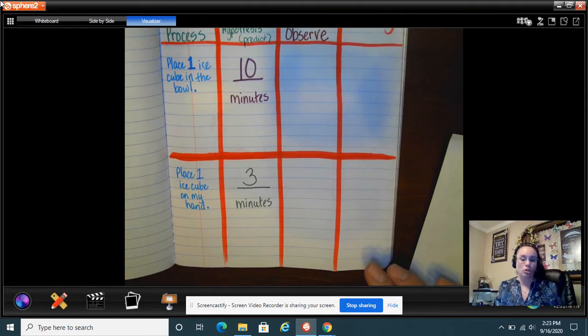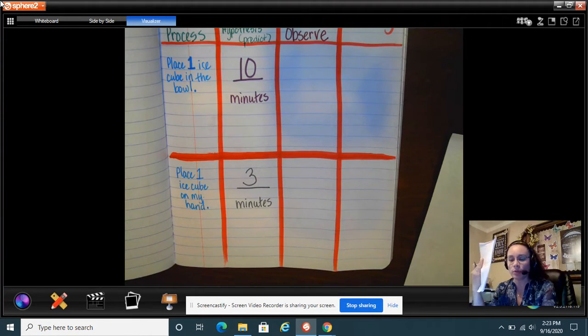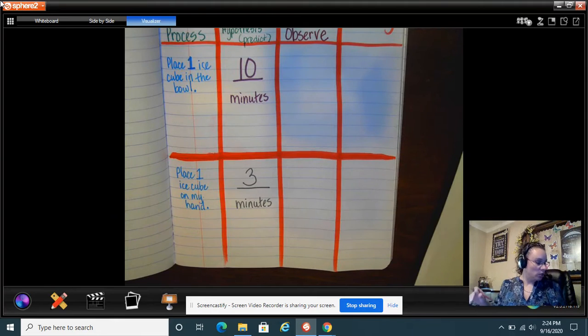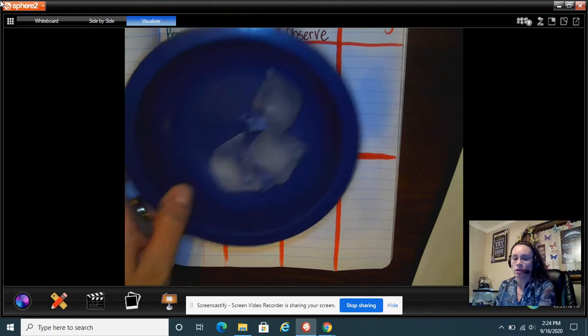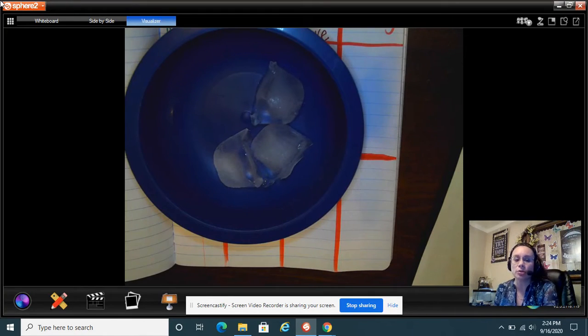So you need to make sure that you have your paper towel. Okay, I have my paper towel here. Or you need to have a hand towel. Okay, here's my hand towel or paper towel. You're going to have 3 ice cubes and a cereal bowl.